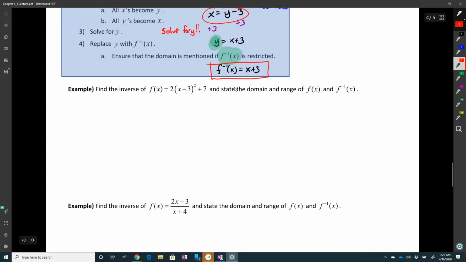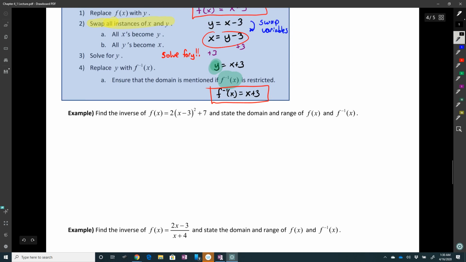So find the inverse of this function and state the domain and range. Okay. Well, first let's look at the domain and range for this f. The domain is just negative infinity to infinity. Why? Because it's a parabola. We dealt with parabolas in the last section. Parabolas are polynomials. The domain of a polynomial is negative infinity to infinity.